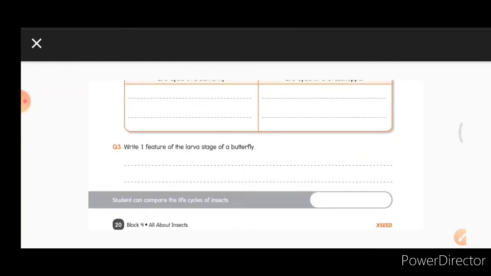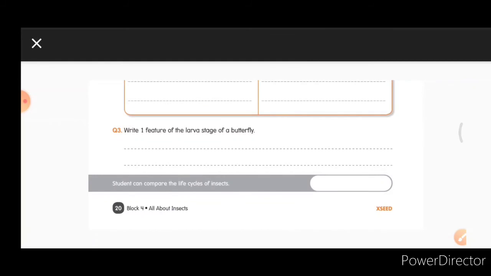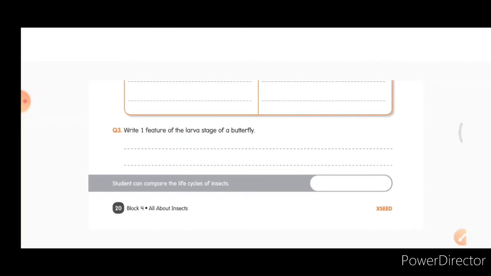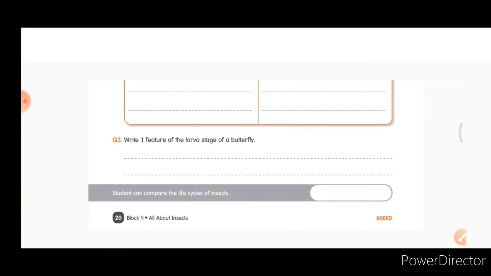Now, the third question: write one feature of the larva stage of a butterfly. They are asking you, what do you know about the larva stage of a butterfly? What does the larva do? So, you can write that in this stage the insect looks very different from the adults and eats a lot of food. 2 points we can write about this, children. That is, the insect looks very different and it eats a lot of food, right.